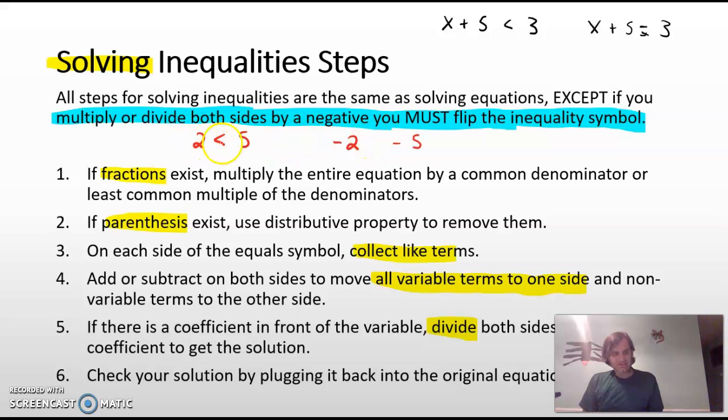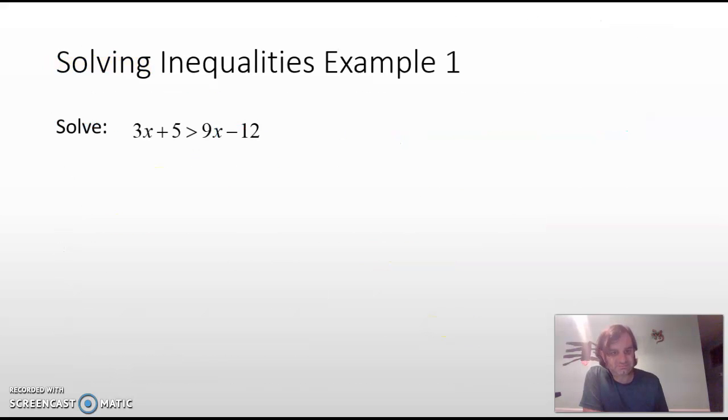So when you change the sign of these two things, you change the order. Basically it takes you to the other side of the number line. So the way we handle that is if we did that, we would flip that inequality around. So just keep that in mind. Everything else as far as solving equations will be the same for solving inequalities. We just have to keep in mind that if we divide or multiply both sides by a negative, we're going to flip that around. So we're going to do some examples.